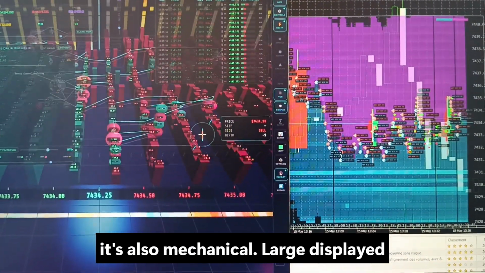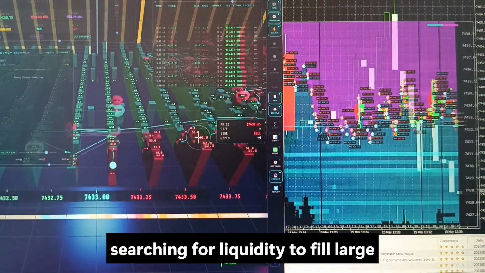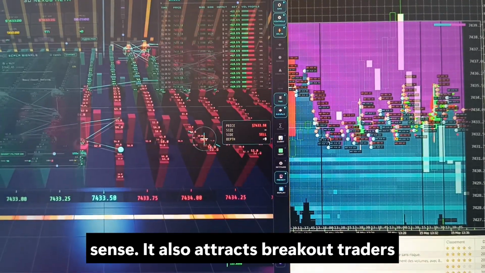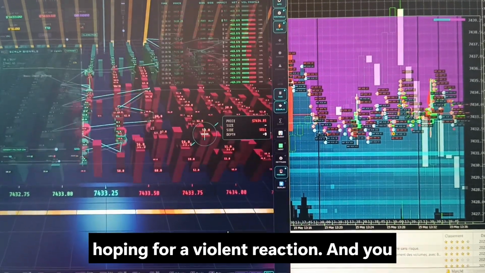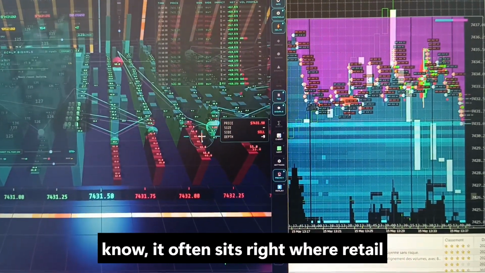Partially, yes. But it's also mechanical. Large displayed size naturally attracts algorithms searching for liquidity to fill large institutional orders. It also attracts breakout traders hoping for a violent reaction. And it often sits right where retail traders.